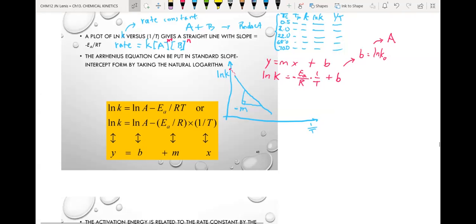This experiment was done by a physical chemist called Arrhenius. That's why we're using letter capital A here, and that's going to be the constant for that process.